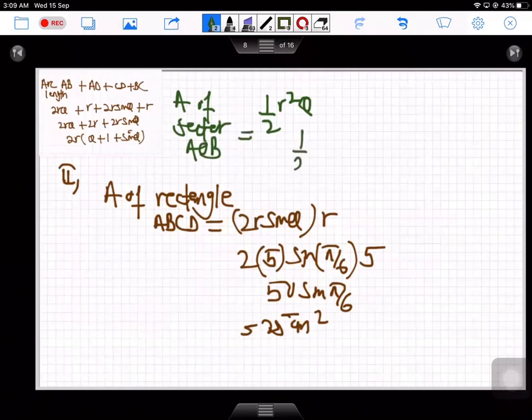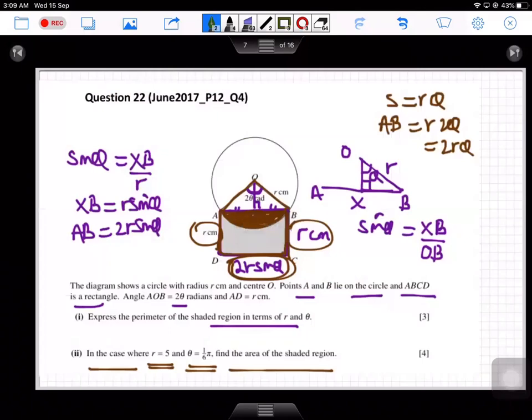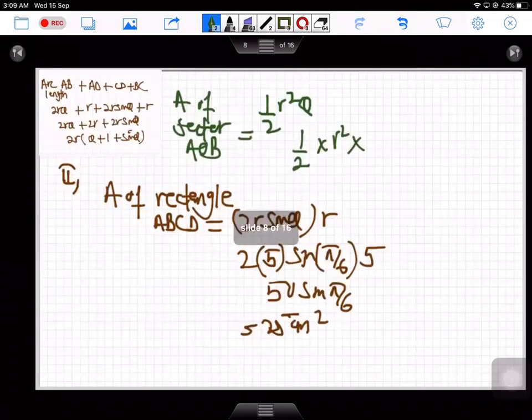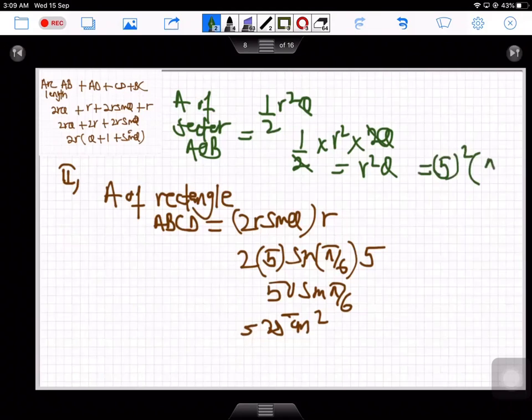So 1 upon 2 multiplied by r square, but theta is basically 2 times theta. So in place of theta, you will write 2 theta. So this 2 and this 2 will cancel out. Therefore, r square theta is basically the area of sector. Now we are dealing with the case where r is equal to 5 and theta is equal to pi over 6. So 25 pi over 6 is basically the area of the sector.